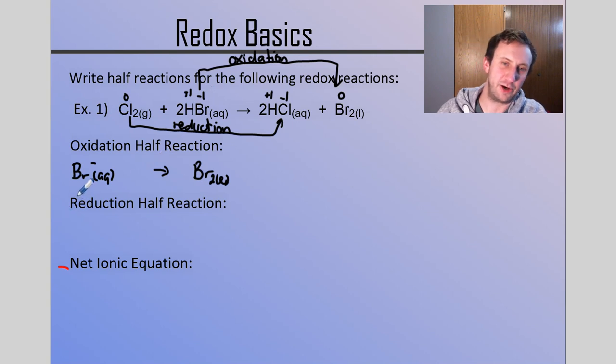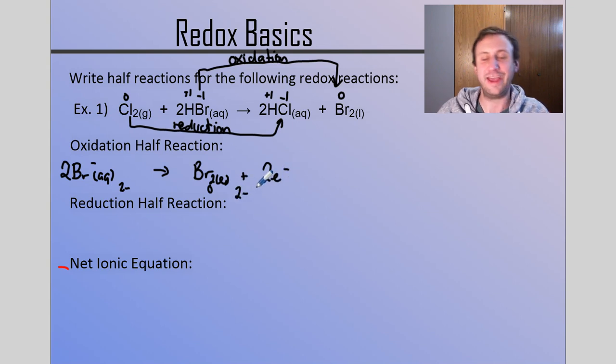So now that I have Br minus and Br2 liquid, I take a look and realize that my atoms don't work out. I need to have 2 bromides in order to have Br2 coming out of it. So I have 2 bromines going in, 2 bromines coming out. And now if I look at the charge on the left-hand side, I have 2 negative and I have 0 on this. So I need to add electrons to the right-hand side to make it equal, and that will be 2 electrons. So now I've met up with both sides having a 2 negative charge for the oxidation.